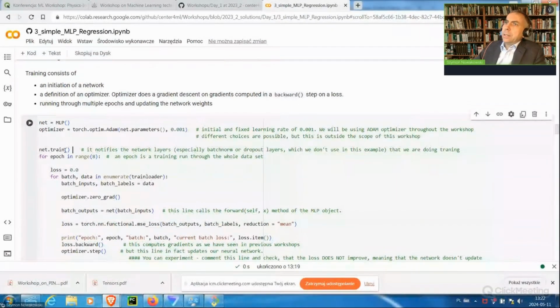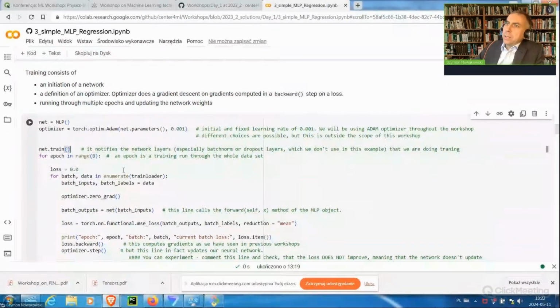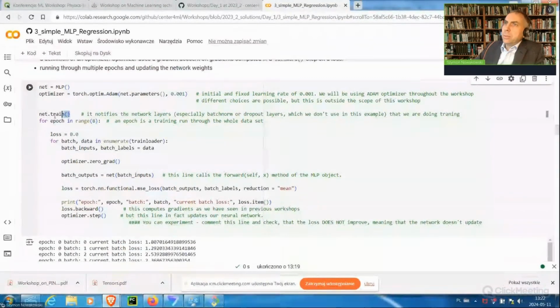Then you tell the network that it is in a training mode. It is actually important only for layers such as batch norm or dropout. We do not have batch norm layers, but we have one dropout layer, and the dropout layer behaves differently during training and differently during inference. So the network must know if it is in training or in inference or testing, and you tell it by changing the mode. And then you run 8 epochs, and in each epoch you basically enumerate the train loader.